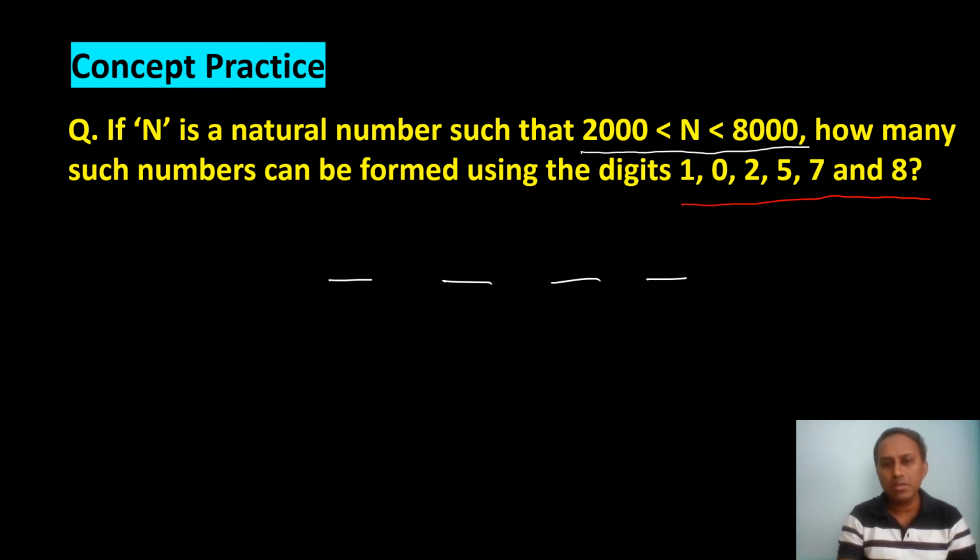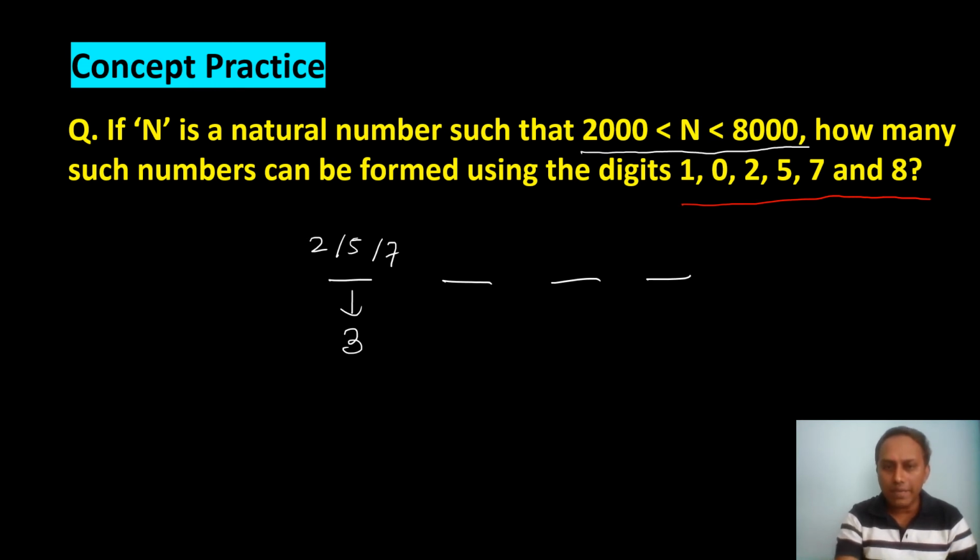4-digit number. Now the first place has to be greater than 2000, so we can fill it with digits 2, 5 or 7 from the given digits. It has to be less than 8000. The first place can be filled in 3 ways, no other option. Now it is not mentioned whether repetition is allowed or not. So when nothing is mentioned, we must consider that repetition is allowed. That means any digit which I put over here is available for the next place.